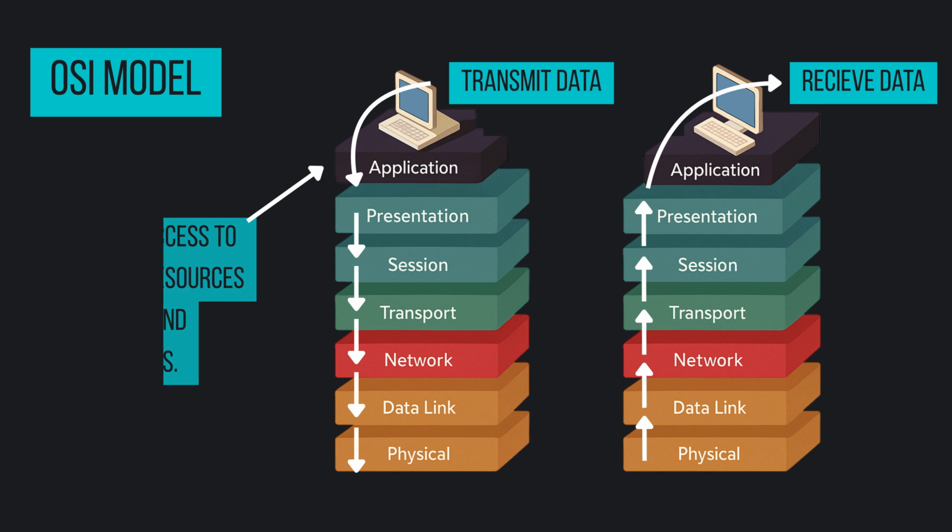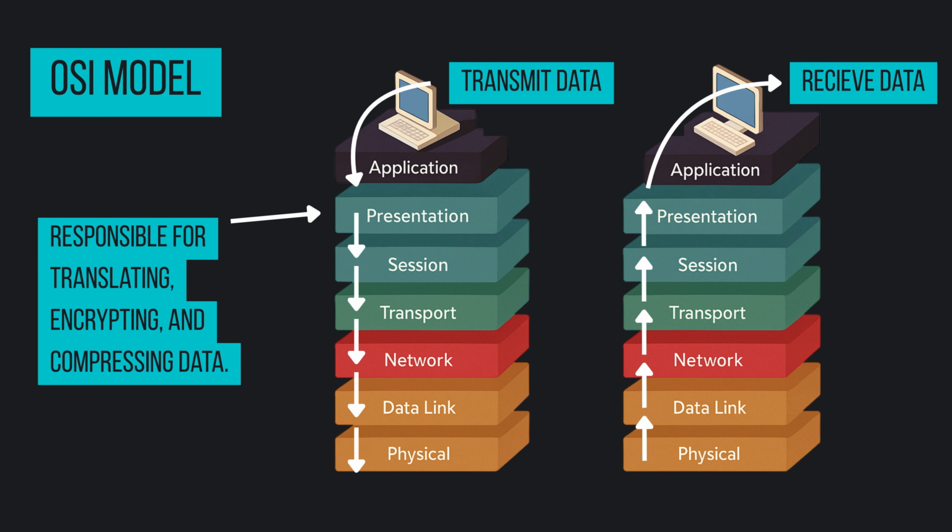Layer 6, the presentation layer, handles data formatting, encryption, and compression. It's like deciding what language to write in and whether to encrypt your message for security. This layer ensures that data from one system can be understood by another, even if they use different encoding methods.